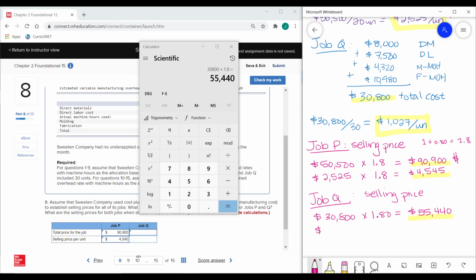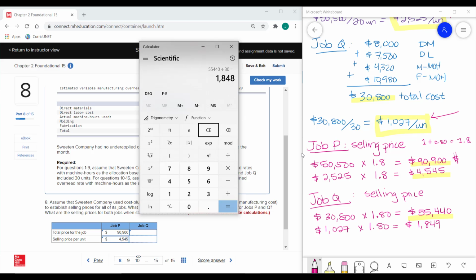But if we're selling it unit by unit, we want to know what to sell each unit for. What was the cost of one unit within job Q? $1,027, right? So we can also multiply that by 1.8 to figure out what we should be selling each unit for. So 1,027 times 1.8 gives us 1,848.6. Another thing we could have done is taken the 55,440 and divided that by 30 units to get the same answer.